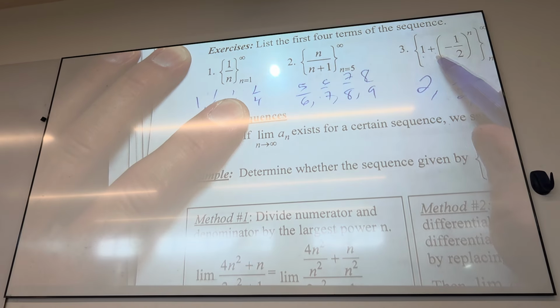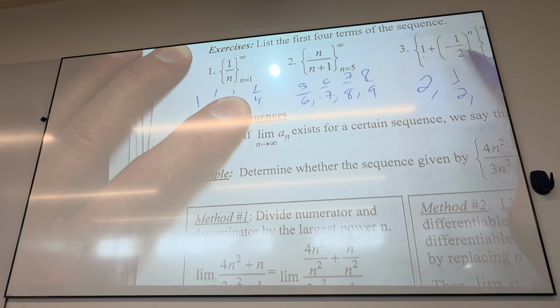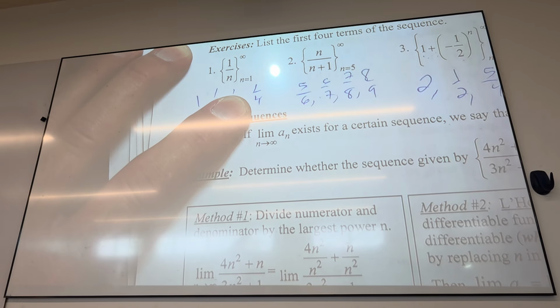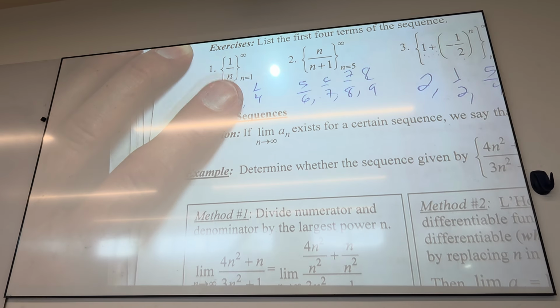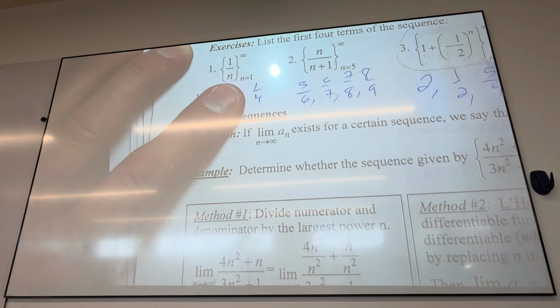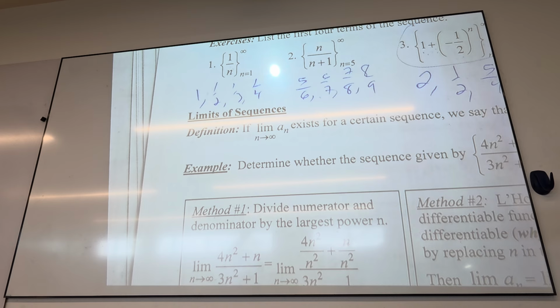1 minus 1/2 is 1/2. And then 1 plus 1/4 is 5/4. And then 1 minus 1/8 is 7/8. So this one, do I come back to that one? No, because I'm a dork. What would the limit of this be? 1. Yes, you're approaching 1 from both sides.